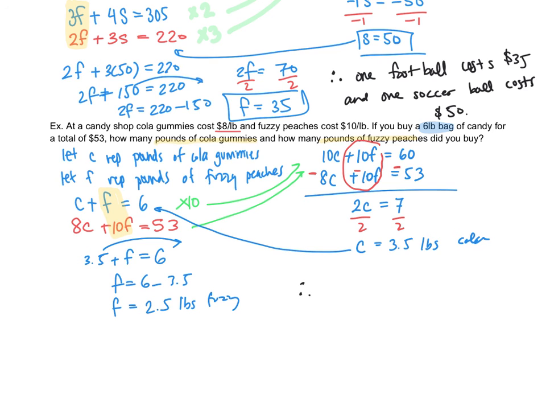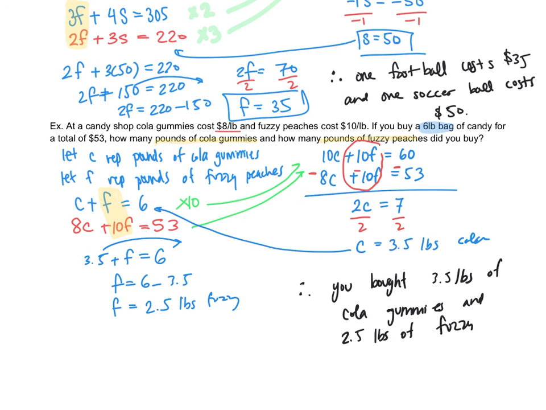So therefore, you bought 3.5 pounds of cola gummies and 2.5 pounds of fuzzy peaches. And that's it for our elimination specific application questions. So all of these are cost related. There are patterns in them.